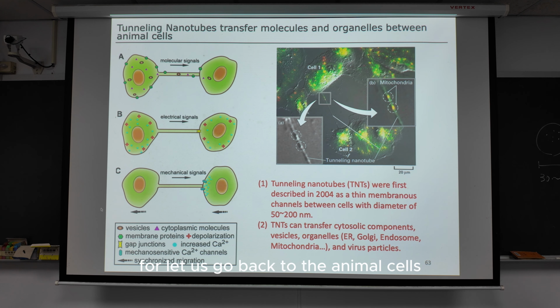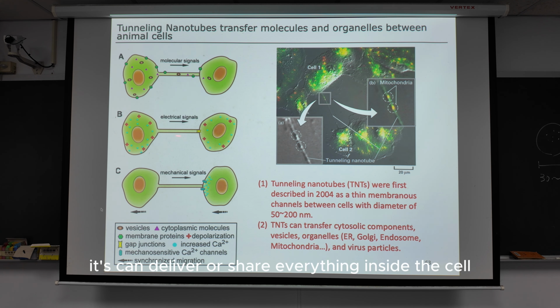Let us go back to the animal cells. There is one structure called the tunneling nanotube, which was first described about 20 years ago, which is a thin membrane channel. People use TNT in short. The diameter is about 50 to 200 nanometers.